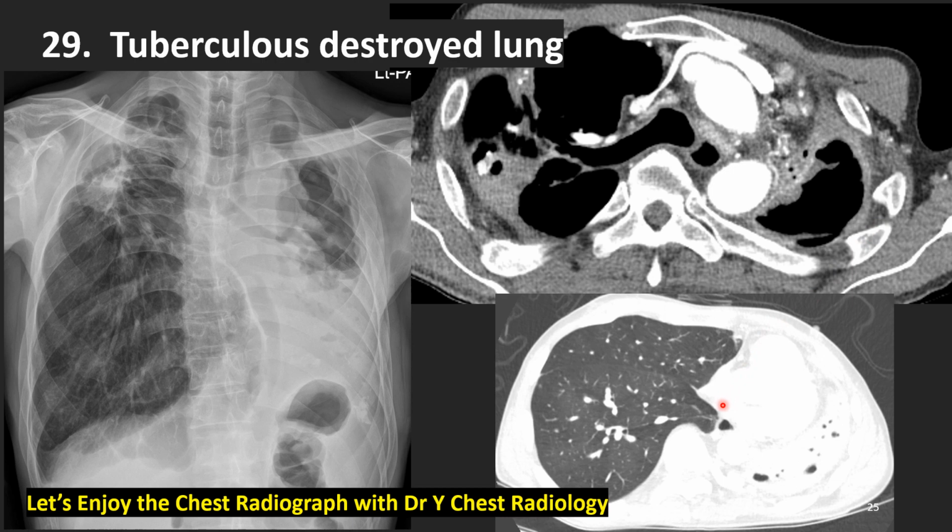And in axial CT of lung window setting, we see anterior and posterior herniation of the right lung to the left side, and heart is almost all in left side, and left chest cage is so small than right side. This is tuberculous destroyed lung.